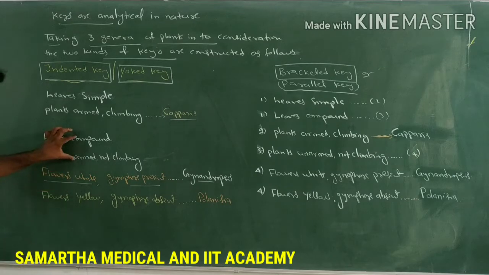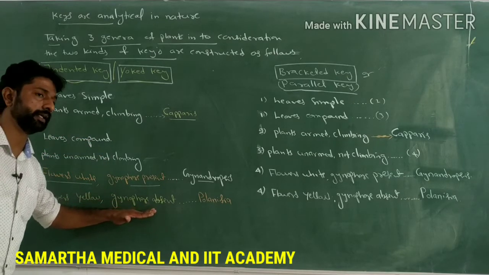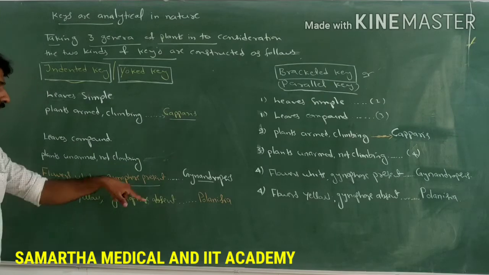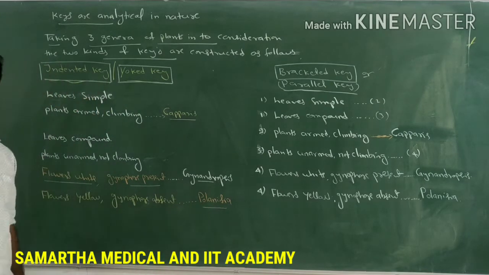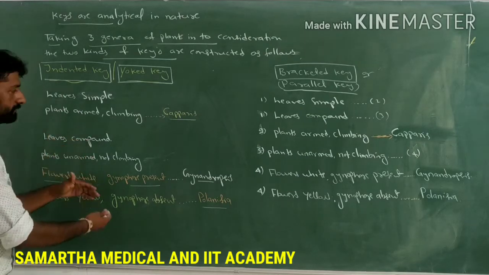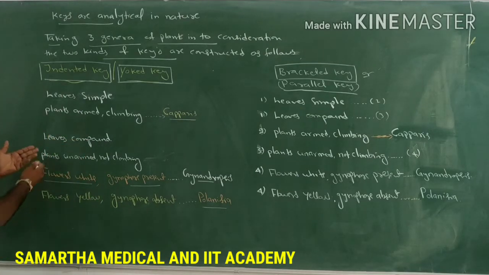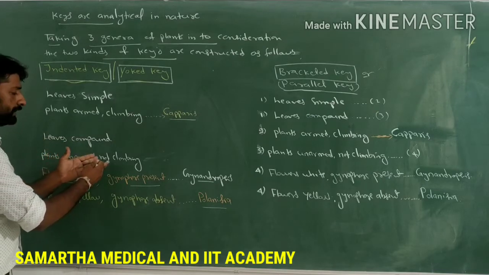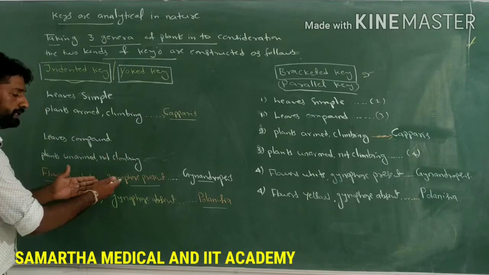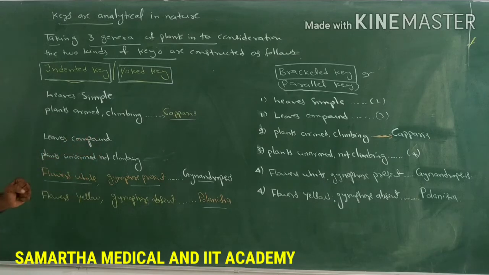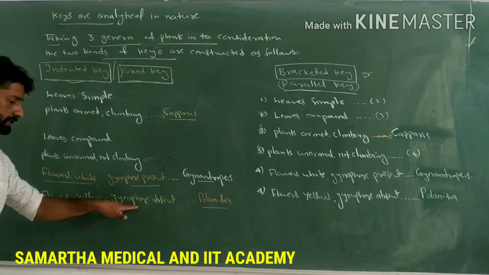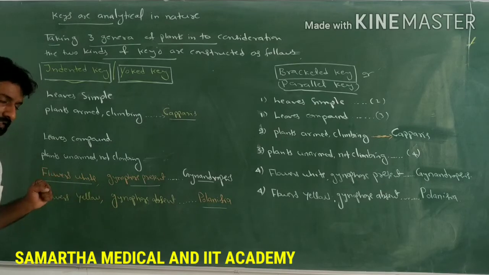If these characters are present, that is leaves compound, plants unarmed, not climbing, but flowers are yellow and gynophore is absent, then such plants belong to Polanisia. Is it clear? So here you can find two sentences. Leaves compound, plants unarmed, not climbing, flowers white with gynophore present. One sentence. Then the other: leaves compound, plants unarmed, not climbing, with yellow flowers and gynophore absent. That is the second one.